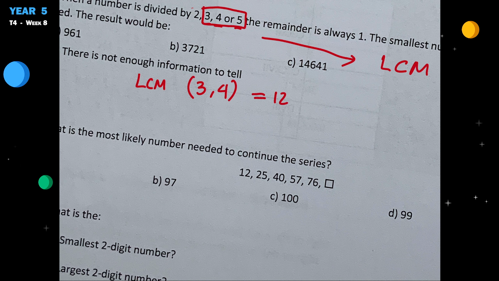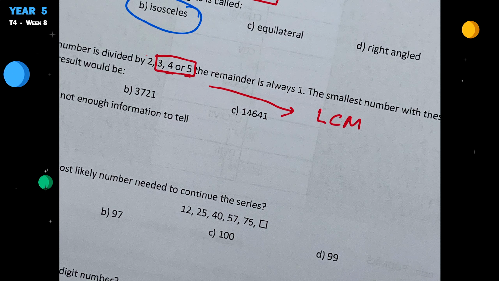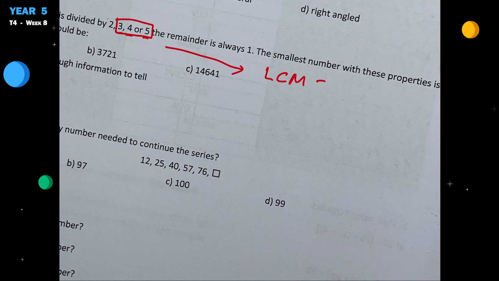Okay, now we look at the 5. Let's look at 12 and 5. What's the lowest common multiple of 12 and 5? 60. There we go, we found it out. So therefore, the lowest common multiple of 3, 4, and 5 is equal to 60.